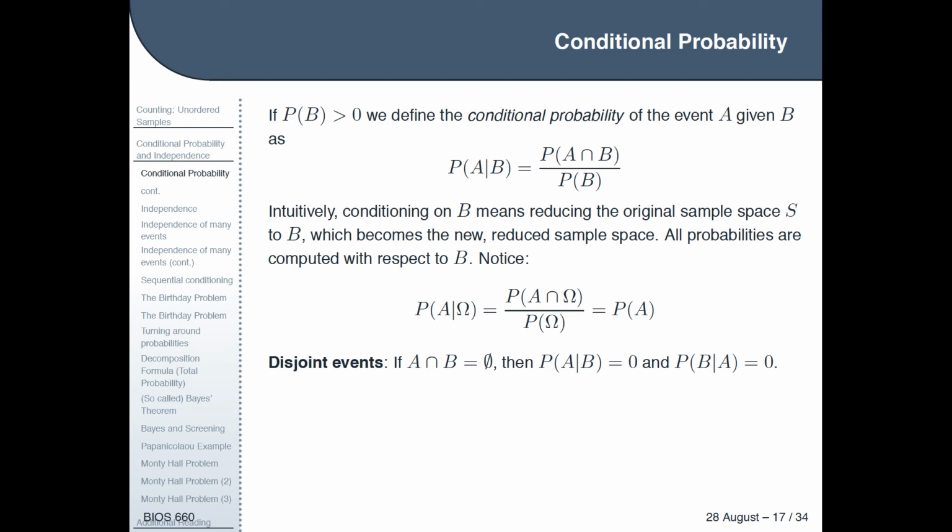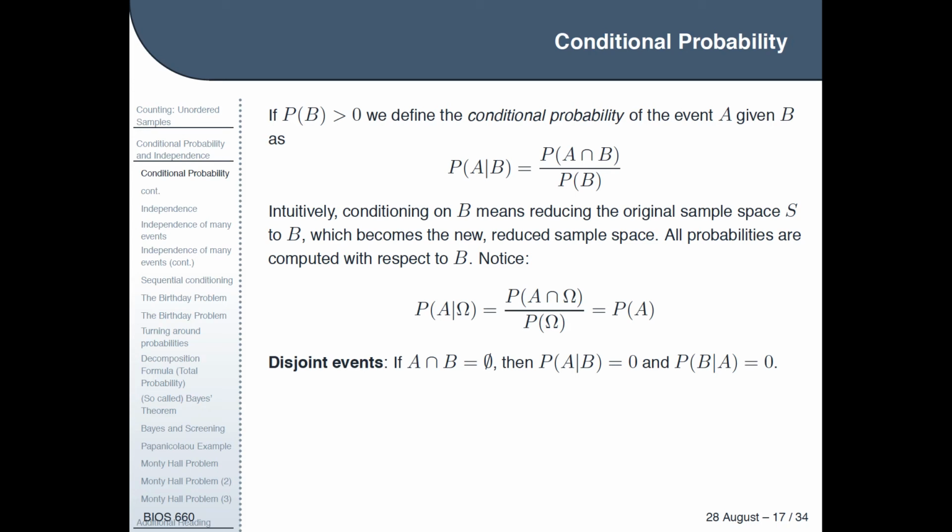So if we see just the probability of B, that's understood as the probability of B given omega? Yeah. In fact, that's basically the next equation on the slide: in general, the probability of A given omega is always going to be equal to the probability of A.